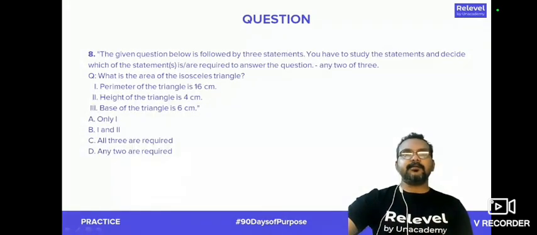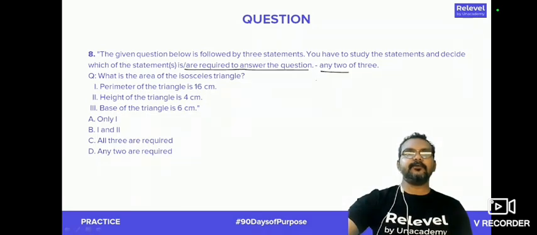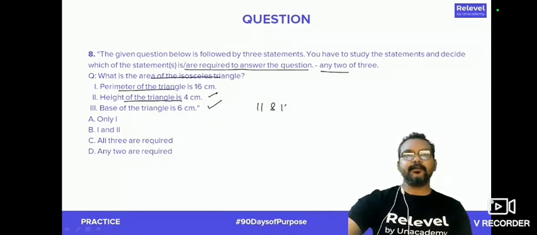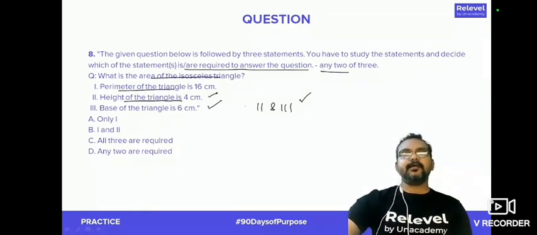The given question is followed by 3 statements. Study the statements and mention which of the following is needed to answer the question. Any two of the 3. Okay. What is the area of the triangle? To find the area of an isosceles triangle, just knowing perimeter is obviously not sufficient. Just knowing the height is also not sufficient. We need the base. So if I know the height and I know the base, then I can obviously find the area. So 2 and 3 are enough to find the area. Half base times height.